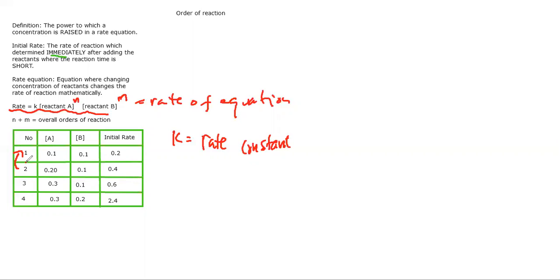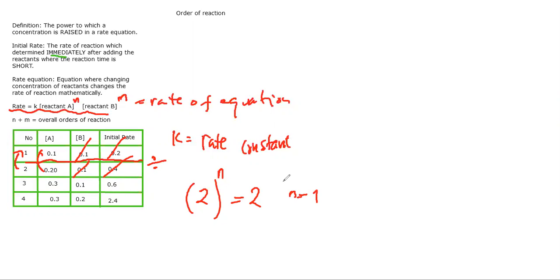Just think that this one is on the top and this one at the bottom. So I put a division here. 0.2 divided by 0.1 is 2. So 2 power n, where let's say the order for reactant A is n. B is constant, so we can cancel 0.1 divided by 0.1. The rate is 0.4 divided by 0.2, which is 2. So mathematically n equals 1.